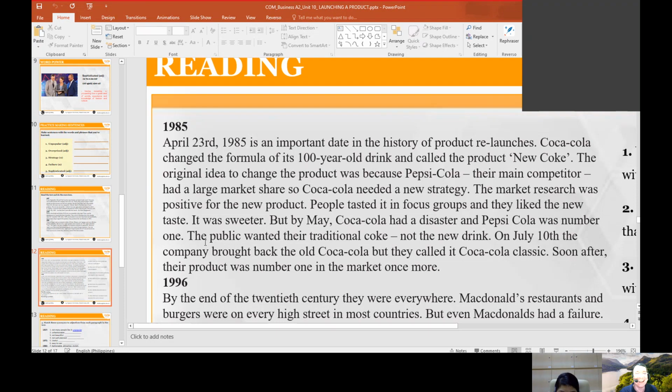Wow. So the public wanted their traditional Coke, not the new drink. On July 10th, the company brought back the old Coca-Cola, but they called it Coca-Cola Classic. And soon after, their products were number one in the market once more.